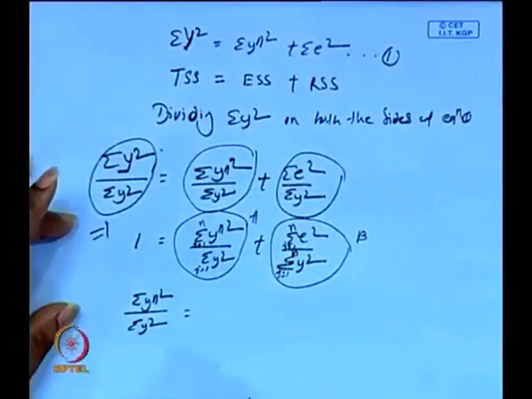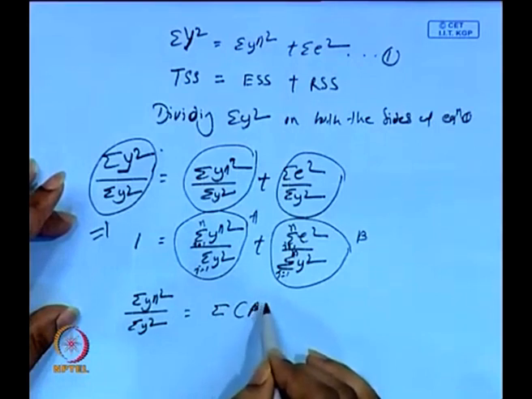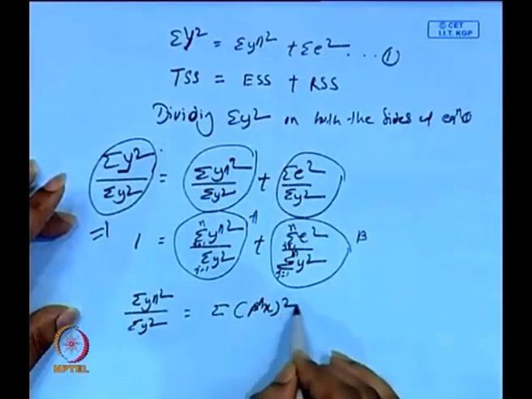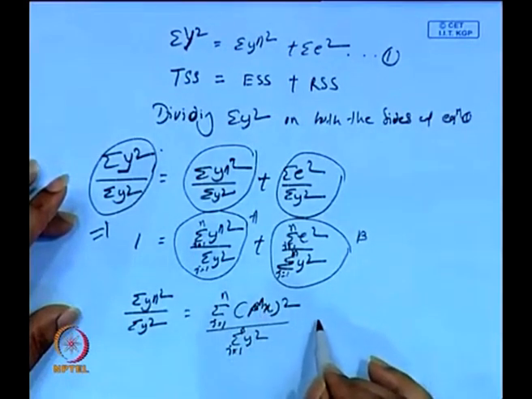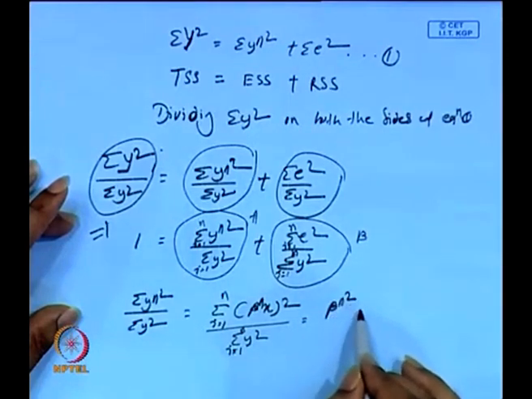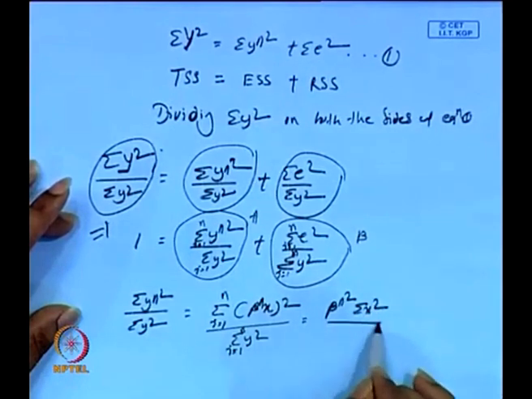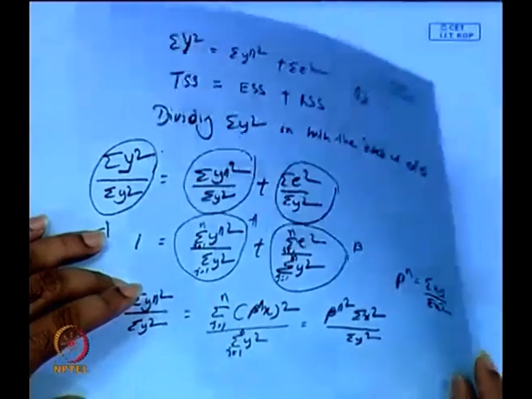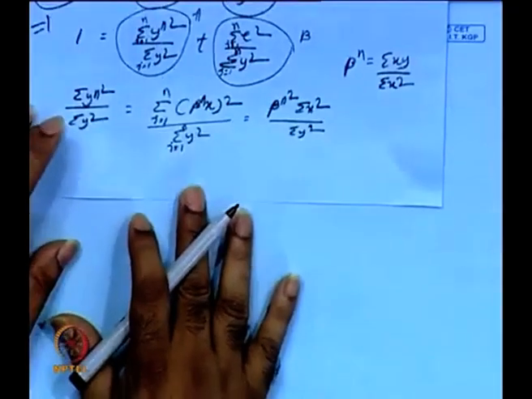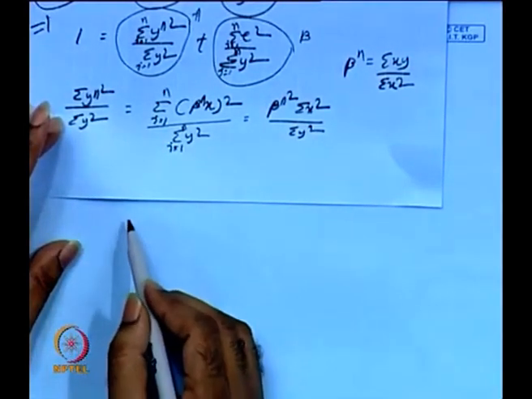Part A component is like this: summation y hat squared by summation y squared. What is y hat exactly? y hat is nothing but beta hat and small x, whole squared, i equal to 1 to n, divided by summation y squared, obviously i equal to 1 to n. If we simplify further, it is nothing but beta hat squared, then summation x squared divided by summation y squared. Now what is beta hat? Beta hat is equal to summation x y by summation x squared. Now you see here, if we simplify further, what can we do? I'll write it here again.